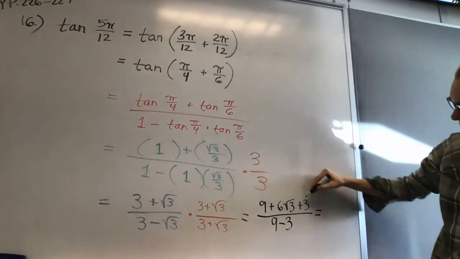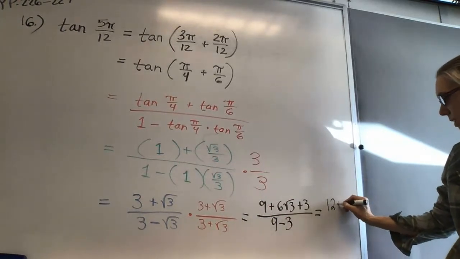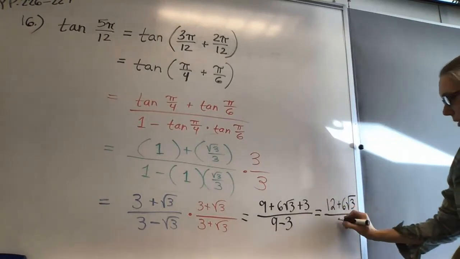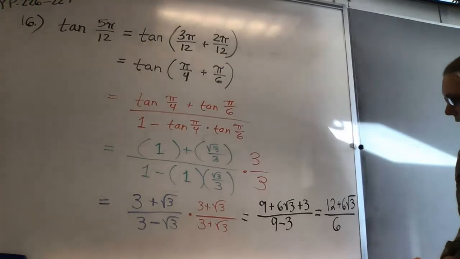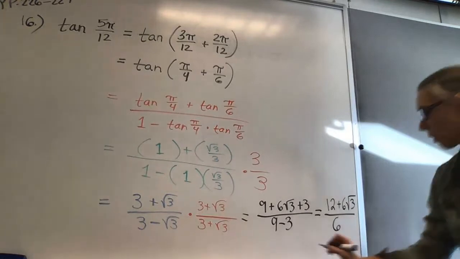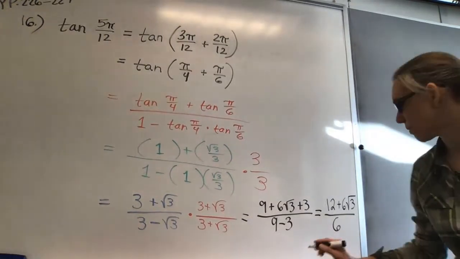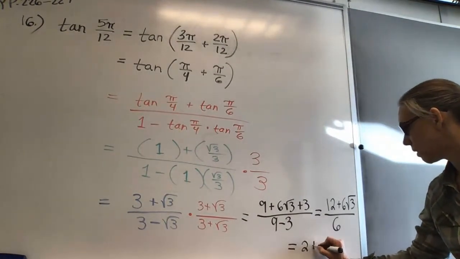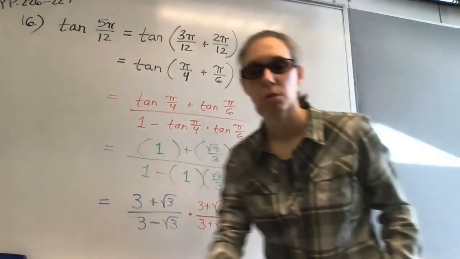This numerator becomes 12 plus 6 root 3, and the denominator is 6. And then that simplifies further. I'm running out of board space. Okay, well, the good thing is we don't have a fraction anymore, right? When this simplifies further, we end up with just 2 plus root 3, which is remarkably simplified.